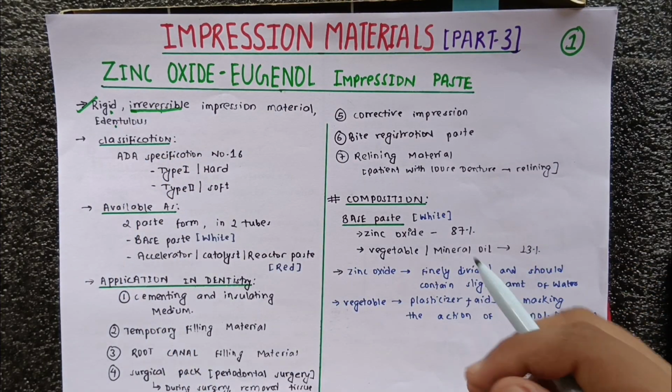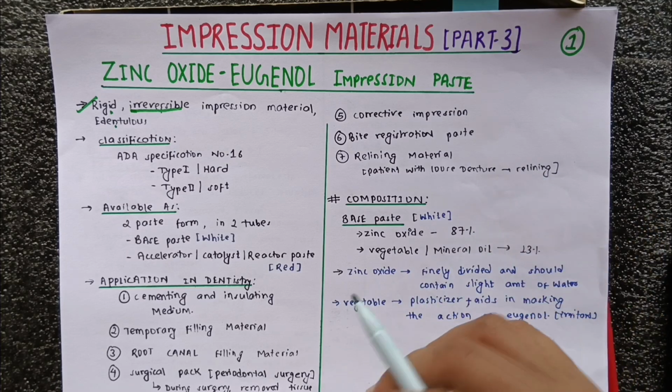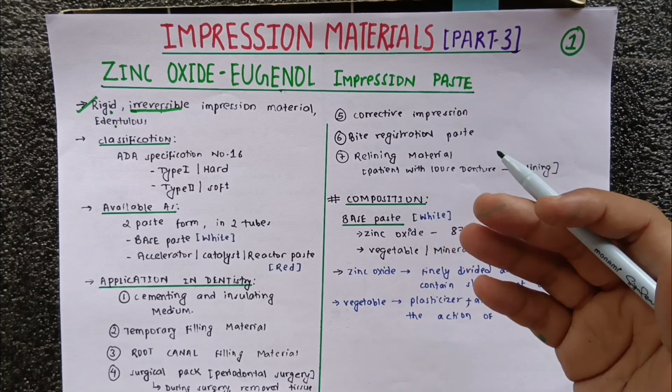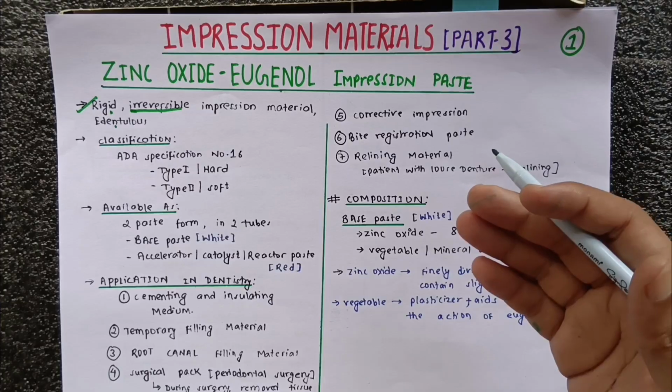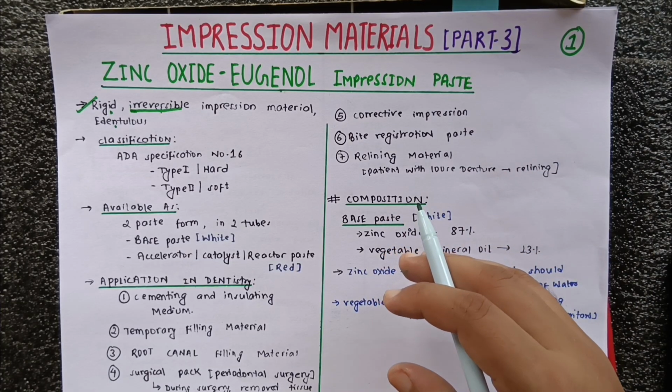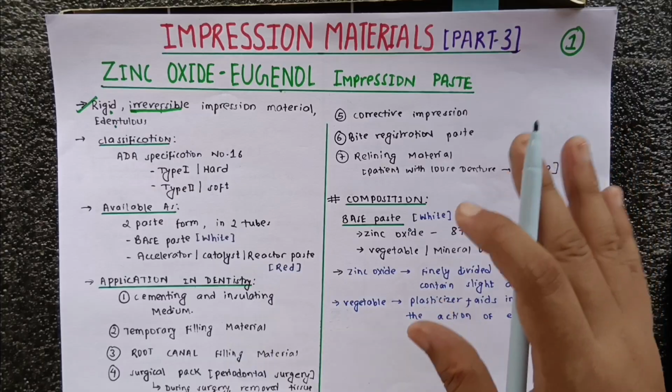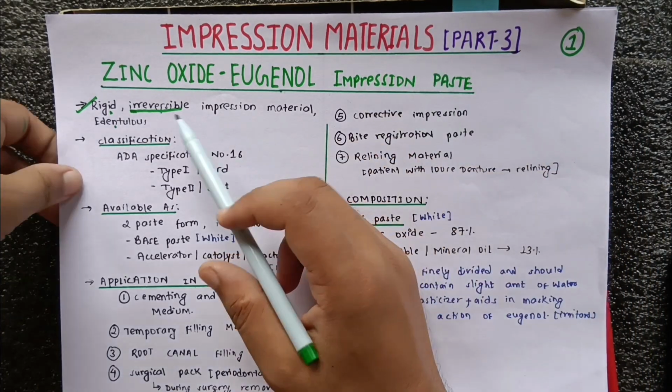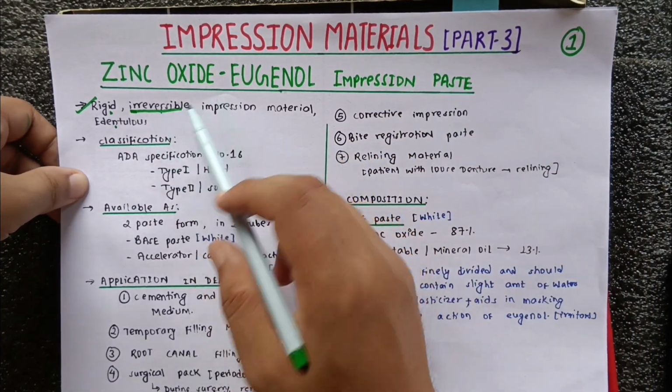As you know, we can manipulate the impression compound several times. It sets and again we can soften it, and take another impression by loading it onto the tray. So it is a reversible type of impression material, whereas this one is irreversible. That is the difference between both impression materials.